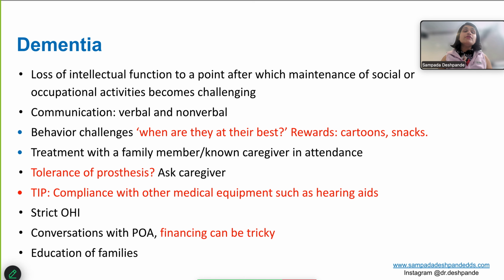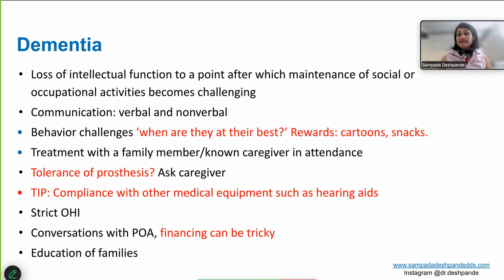Dementia. Unfortunately, the rise in dementia also means that we are seeing more and more of these patients in our practice. So patients who never showed you signs of cognitive decline are now showing you signs of cognitive decline. They're starting to develop conditions like dementia or Alzheimer's. Dementia is basically loss of intellectual function to a point after which maintenance of regular social and occupational activities becomes quite challenging. Communication with patients with dementia is both verbal and non-verbal.